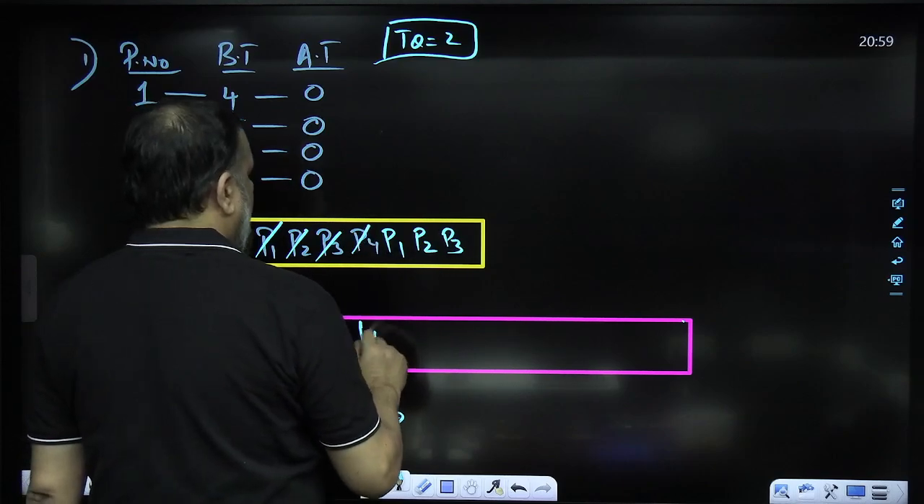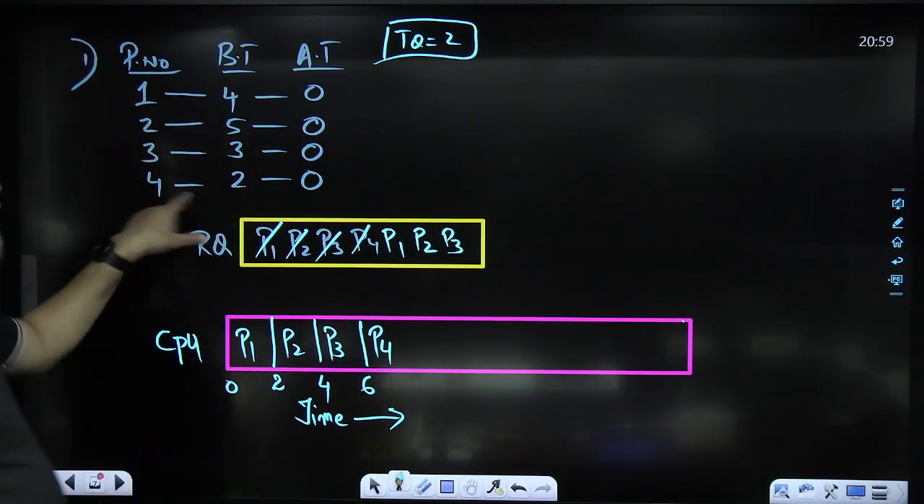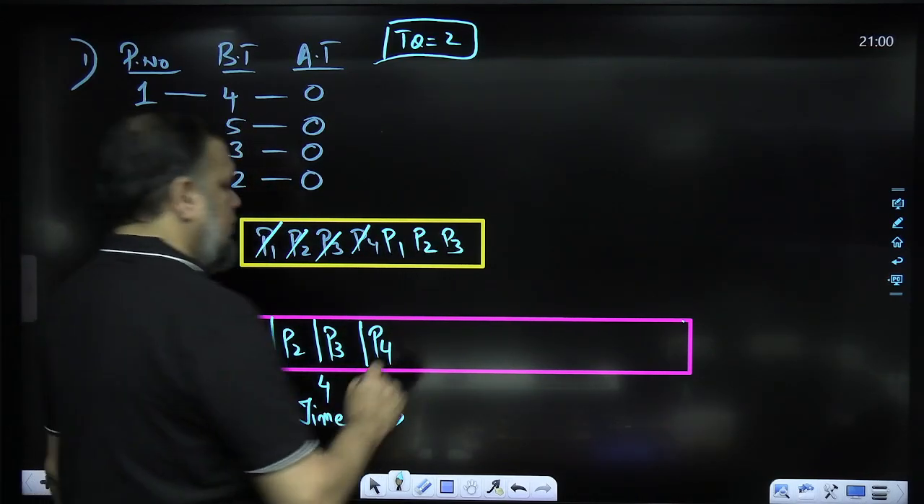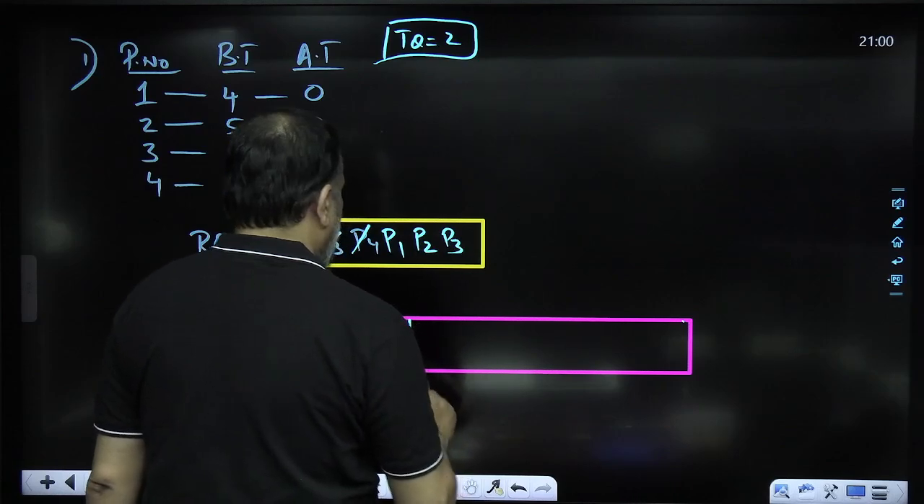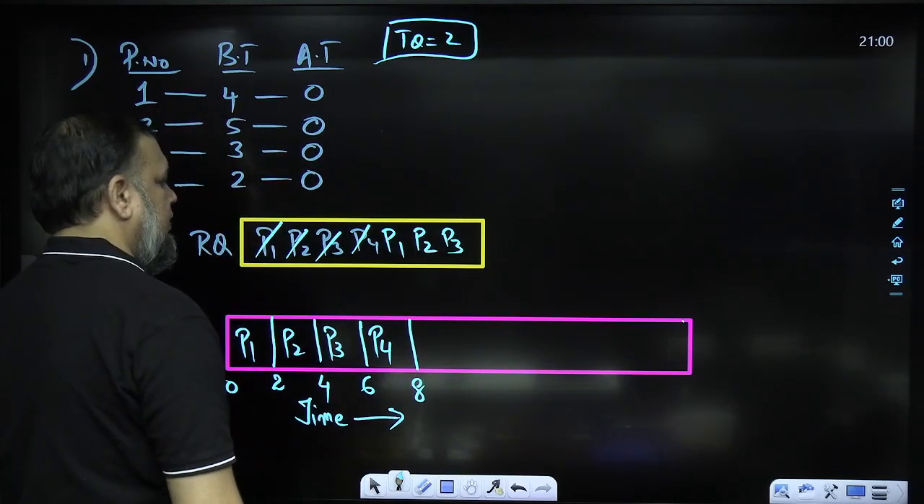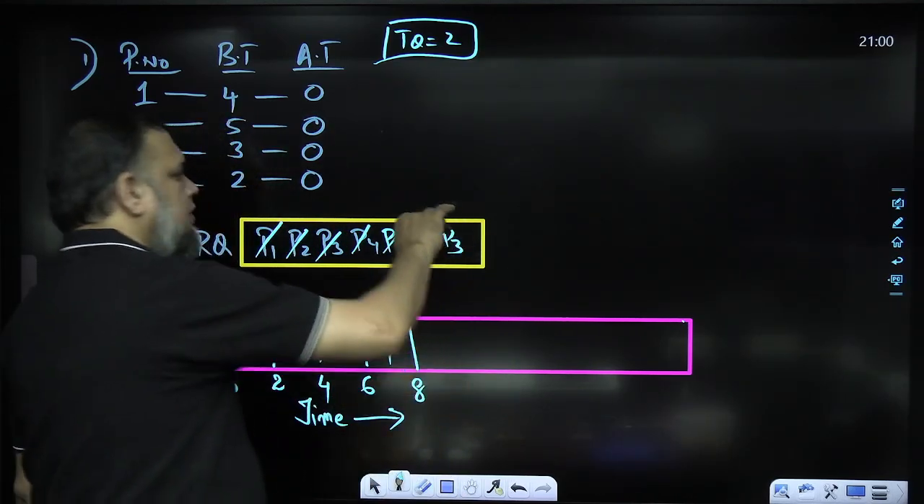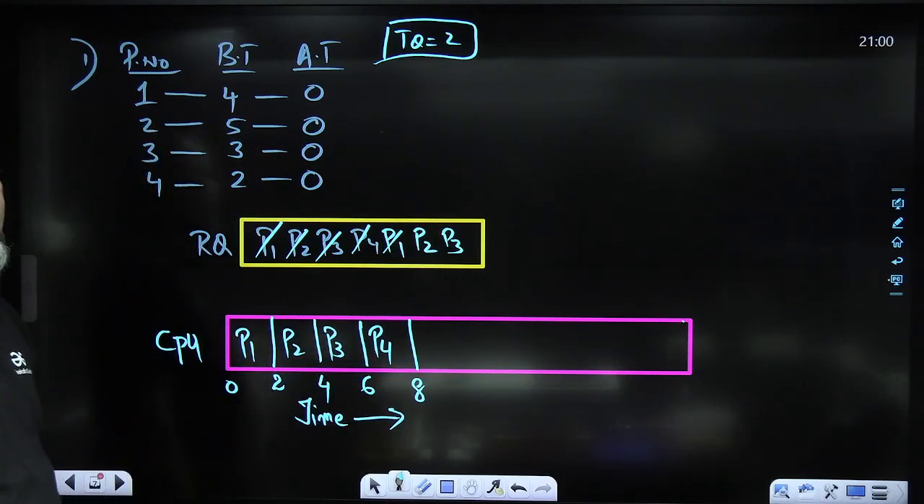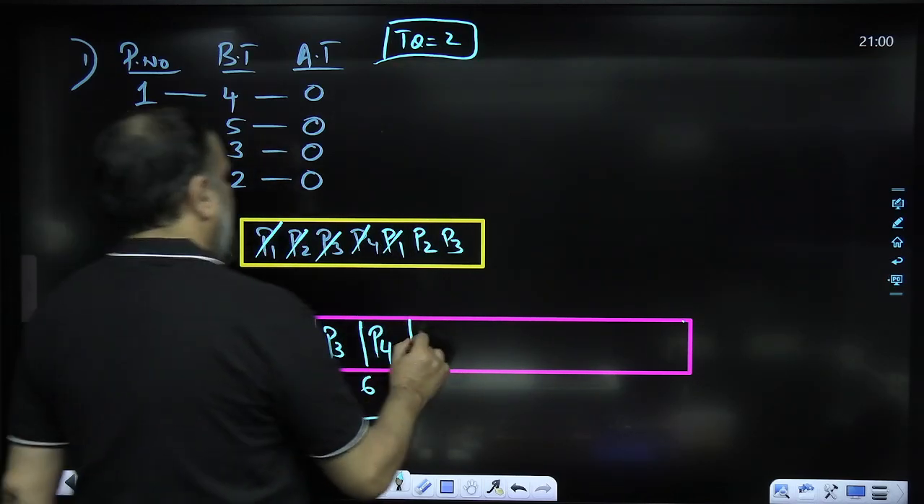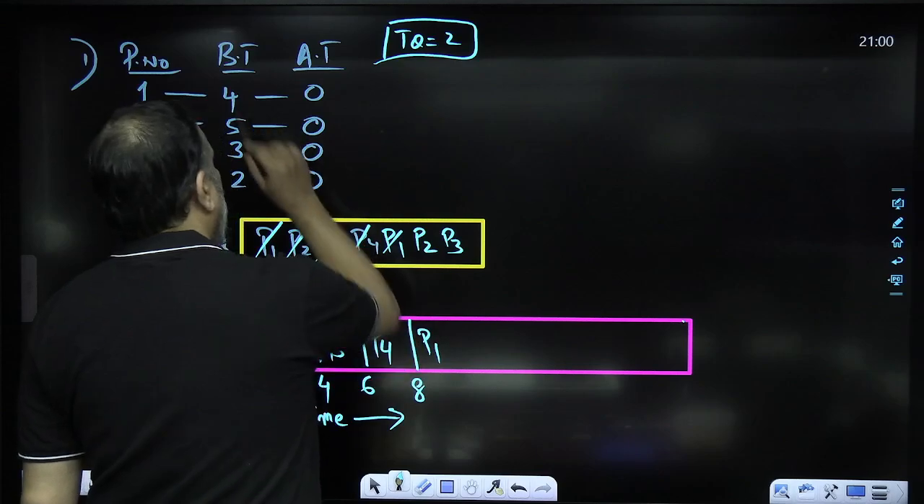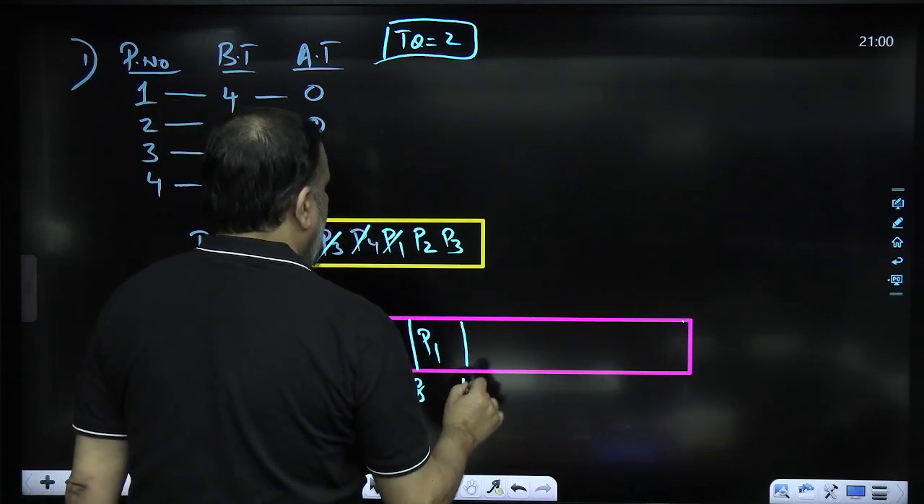Next P4 takes charge. Boys and girls, please observe, P4 needs 2 units and the time quantum is also 2 units. So P4 will complete at time 8. P4 is over, so I don't need to add P4 back to the queue, is it not? Then who is at the front of the queue? P1. So P1 will take charge. P1 needs another 2 units, so it is going to complete at time 10.